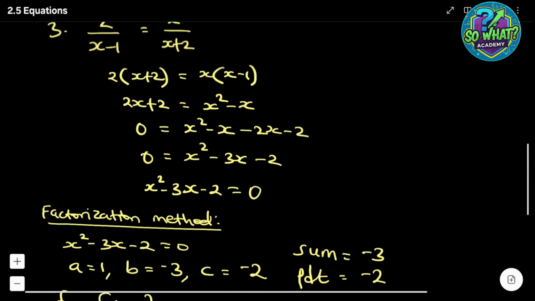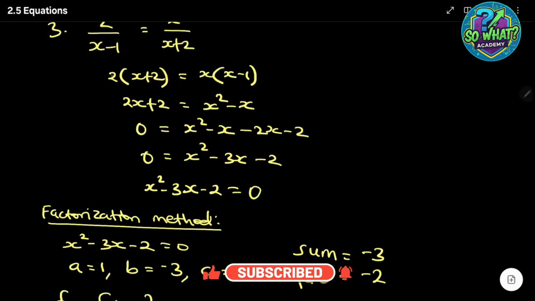No way, oh yes, there is a mistake here. We multiplied 2x into 2x plus 2, and 2 times x is 2x, but 2 times 2 is 4, not 2. So there is a mistake here. So this is 4. This is 4. This is 4.